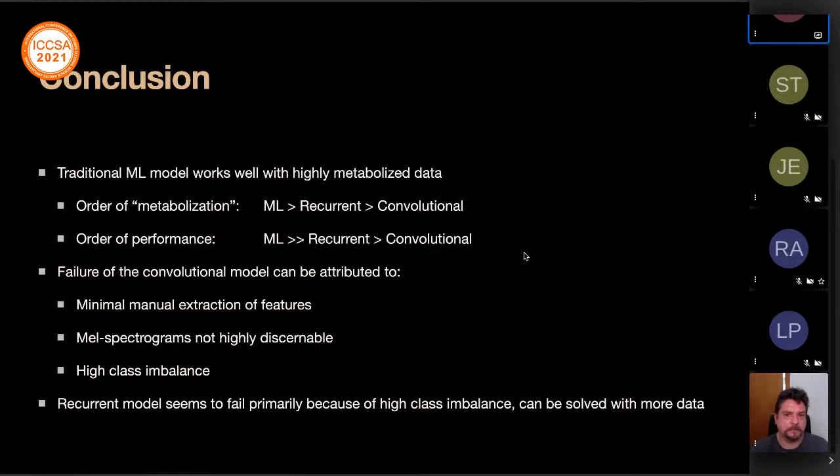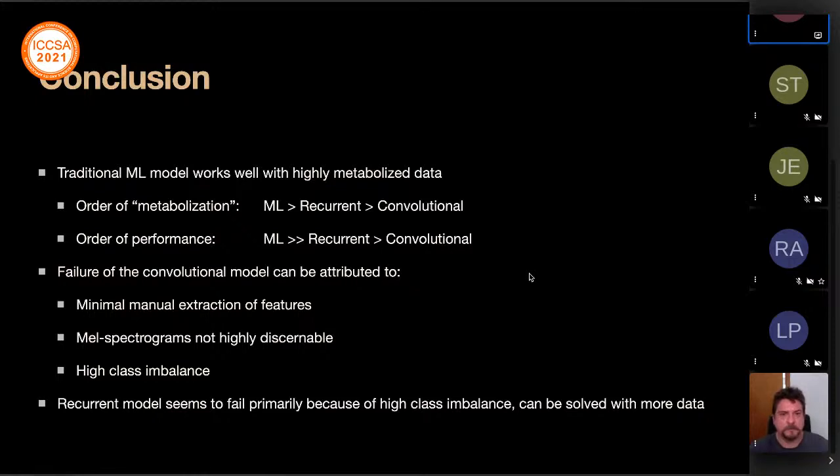So the first thing is that the traditional ML model works well with highly metabolized data, as expected. If you see, the more metabolized the data is, the better the performance is, even though you're comparing across different types of models. The general performance improves the more you spoon feed the model. The ML model had more metabolization compared to the recurrent and the convolutional ones, and they performed in a similar order.